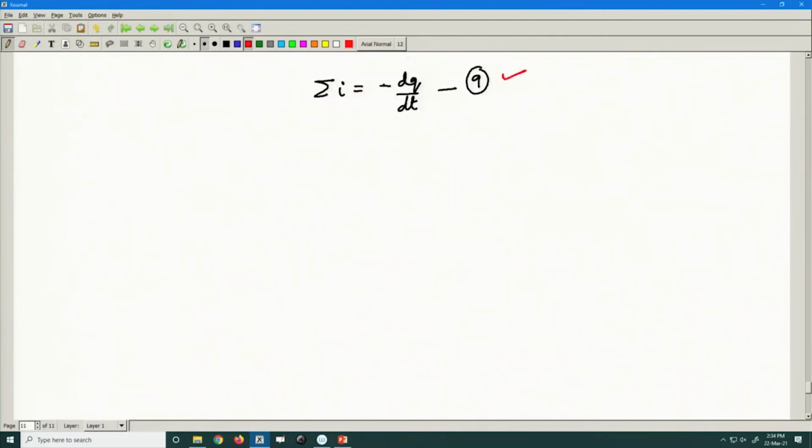Similarly, this equation is a generalized statement of Kirchhoff's current law. So, these are the generalized Kirchhoff's voltage law and Kirchhoff's current law.